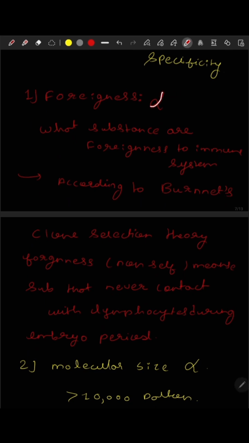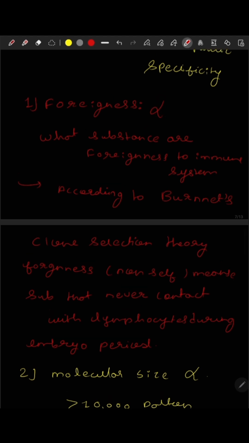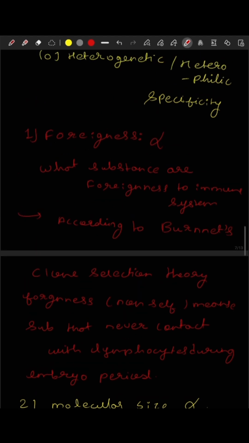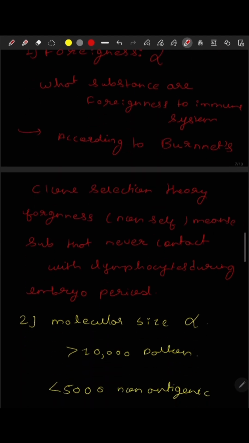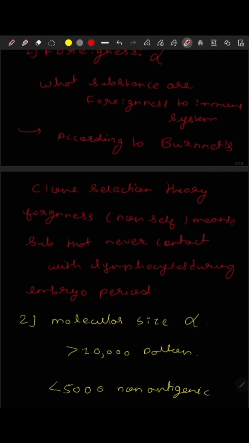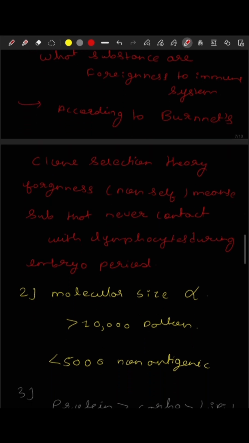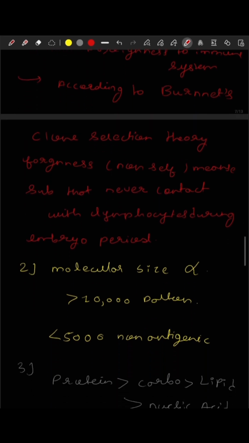जितना ज़्यादा फॉरेन होगा एंटीजन, उतनी ज़्यादा होगी उसकी एंटीजेनेसिटी. और सब्सटेंस की फॉरेननेस टू इम्यून सिस्टम, वो हमें कैसे पता चलेगा कि यह सब्सटेंस फॉरेन है हमारे इम्यून सिस्टम के लिए. सो अकॉर्डिंग टू द बर्नेट्स क्लोन सिलेक्शन थियरी, फॉरेननेस, दैट इज नॉन सेल्फ, means substance that never came in contact with the lymphocytes during the embryo period.